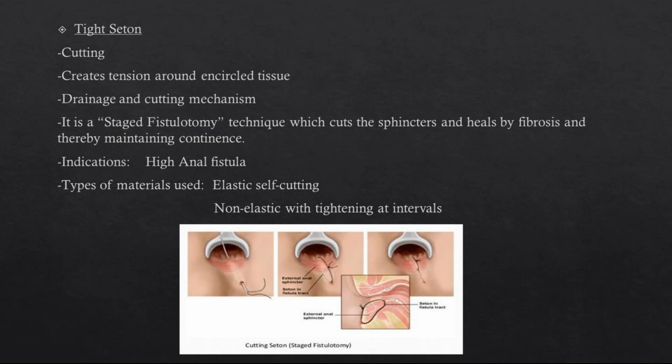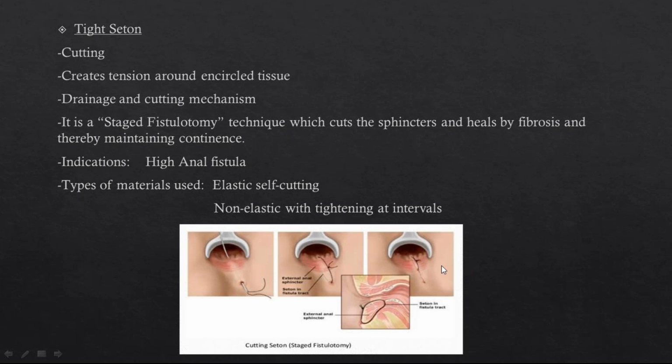See here, in the external opening and internal opening, they have tightened the knot. Slowly it is cutting. See, it is slowly coming here and slowly cutting. When this part comes and joins the first suture here, when it has cut through, you can cut with scissors and remove it.